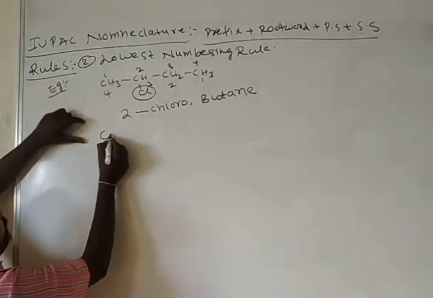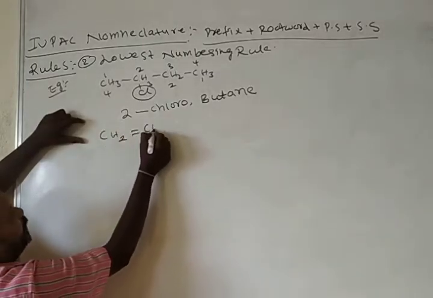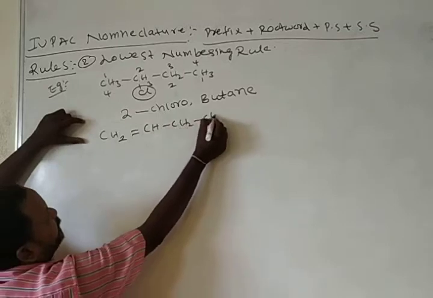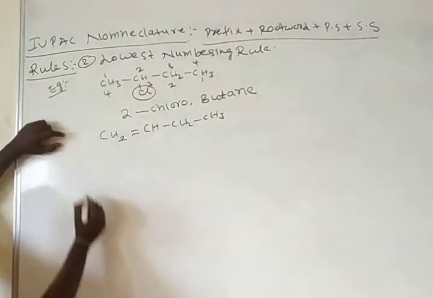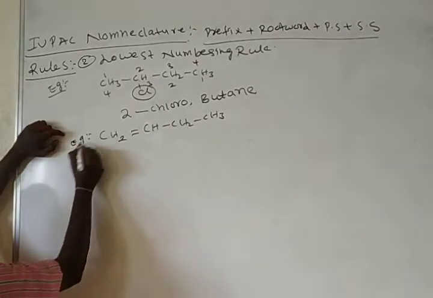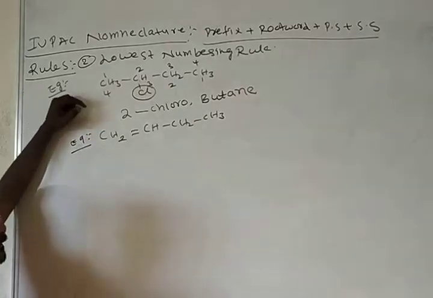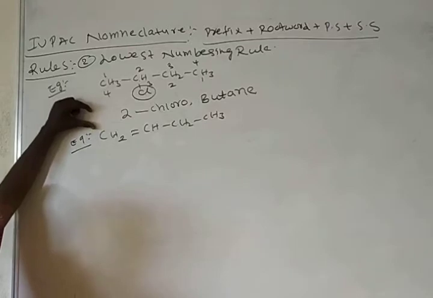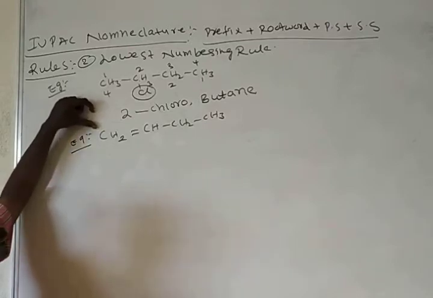2-chlorobutane. Suppose I am giving one more example: CH2 double bond CH, CH2, CH3. Here a single bond is there and a double bond is there. The double bond is the functional group; the single bond is not functional. It is a different functional group.